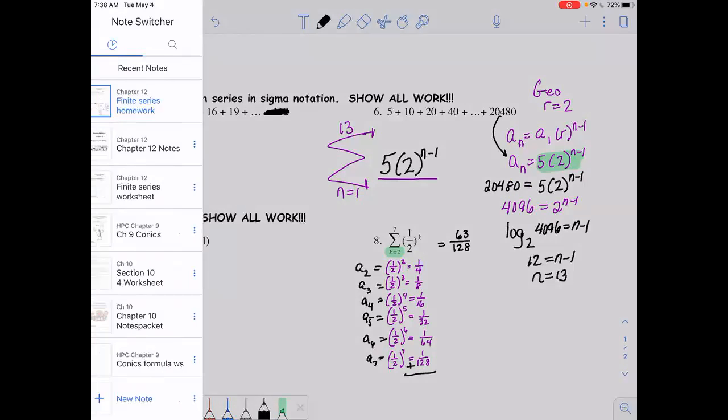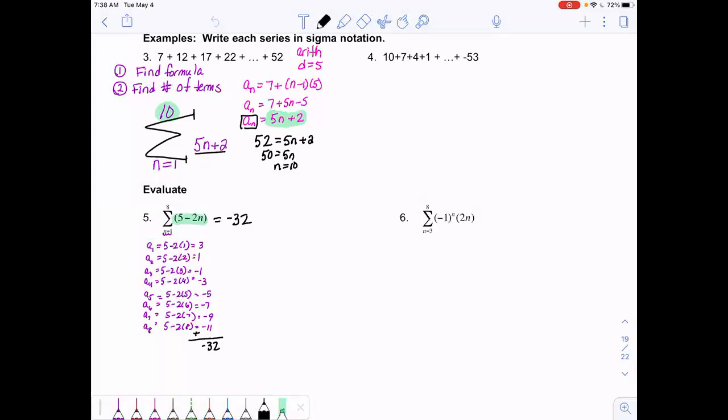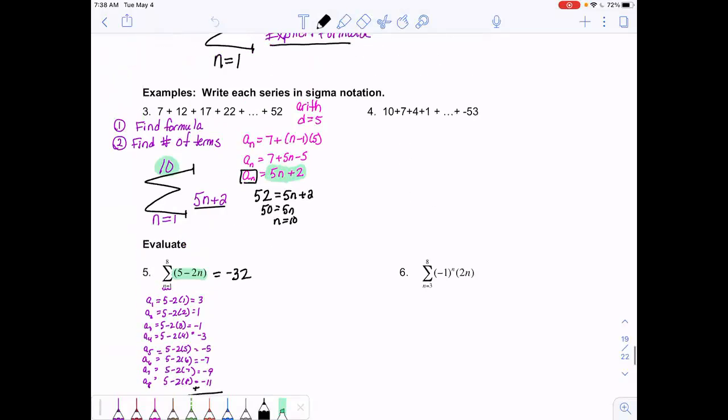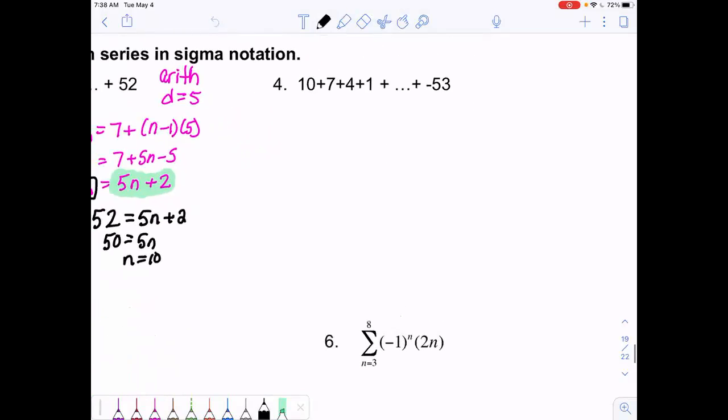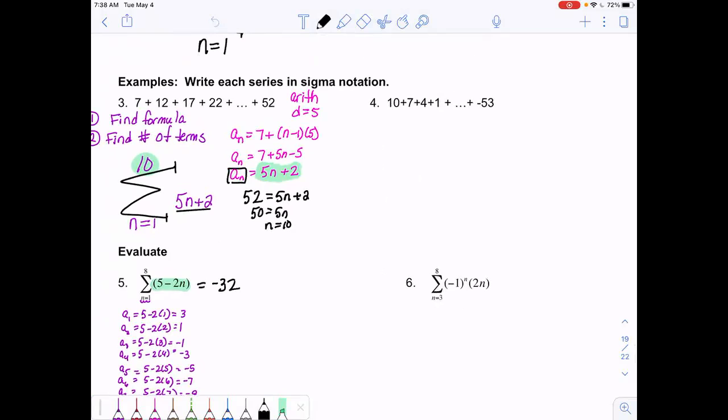So if you want to pull out that chapter 12 notes, what we were working on yesterday, page 18, we're going to practice using sigma notation. So write the series in sigma notation, evaluate the series in sigma notation. So we're just going to practice 2 more of these problems.